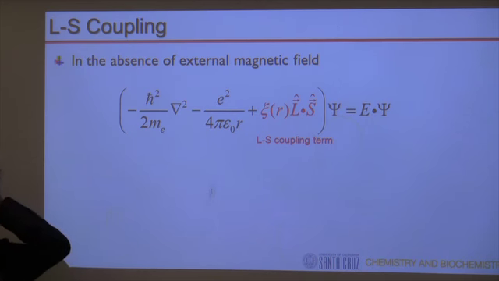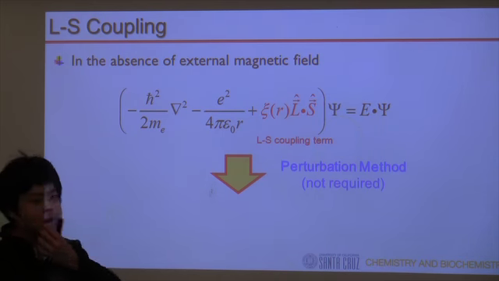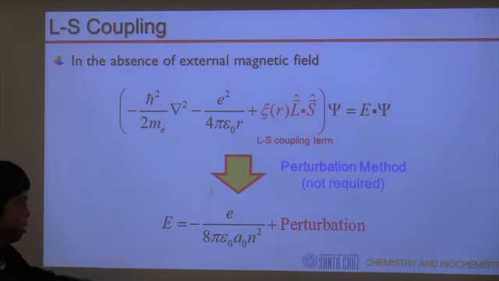Well, this is exactly your Schrodinger equation. And somehow, you cannot solve it exactly. We use an approximation method called the perturbation method. Not required in this one, okay? You will get the energy.